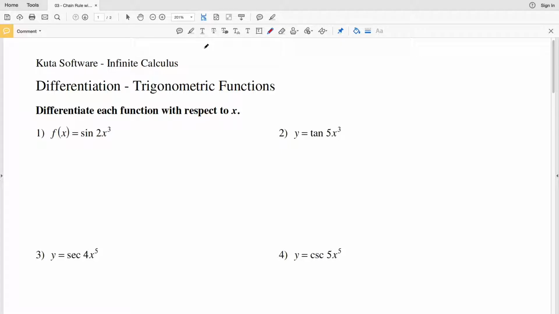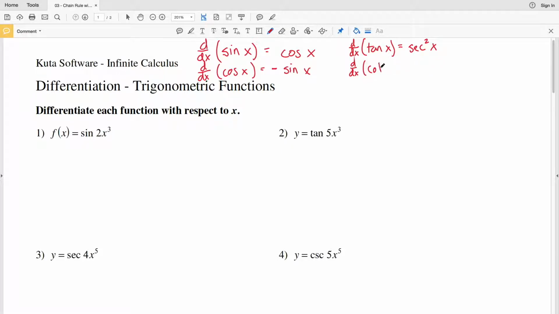First, the derivative of the sine of x equals the cosine of x. Next, the derivative of the cosine of x is negative sine x. The next derivative we'll go over is the derivative of the tangent. The derivative of the tangent of x is going to equal secant squared x. So the secant of x, that quantity squared.